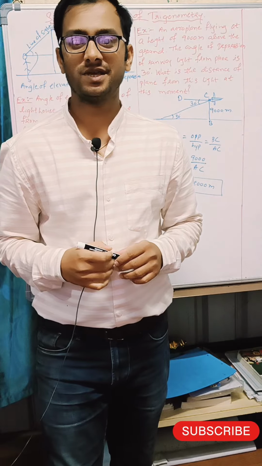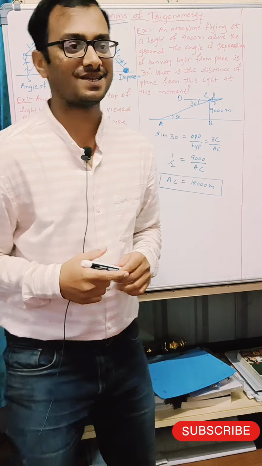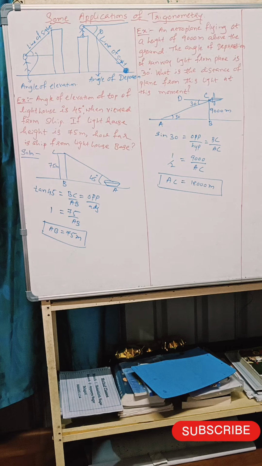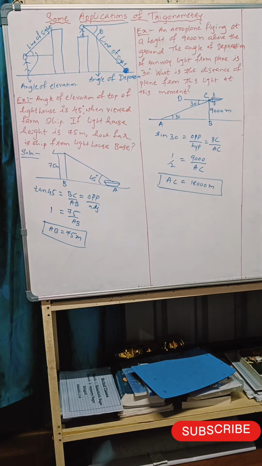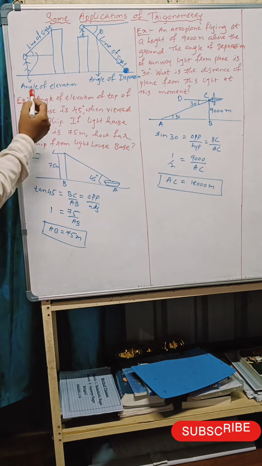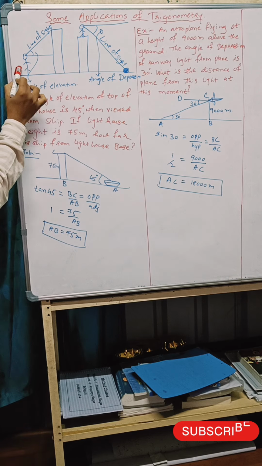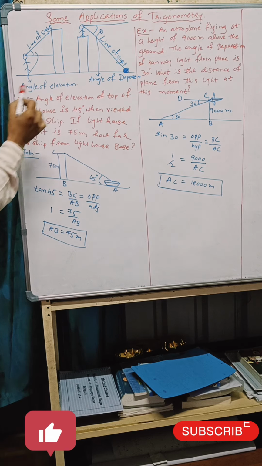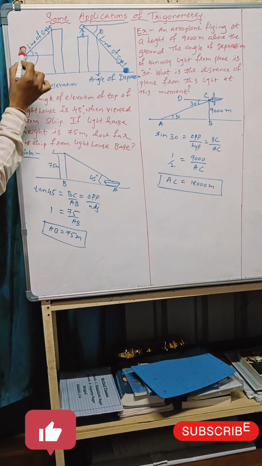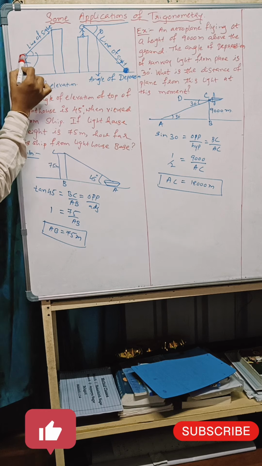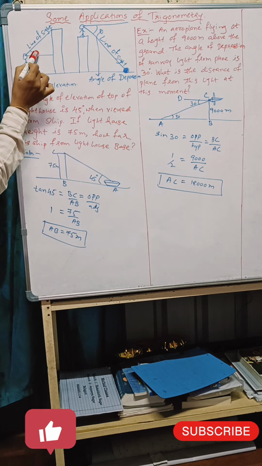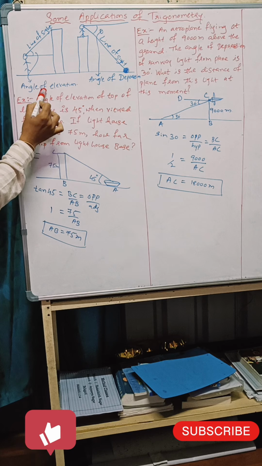Let us revise some applications of trigonometry in 3 minutes. Here, two concepts are very important: angle of elevation and angle of depression. If the person is standing and seeing the tip of the building, then the angle between the horizontal line and the line of sight is called the angle of elevation.